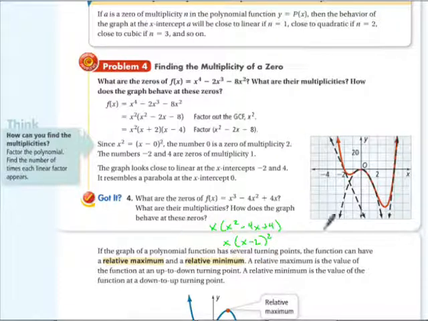So what are the zeros? The zeros are 0 and 2. The 0 has a multiplicity of 1.